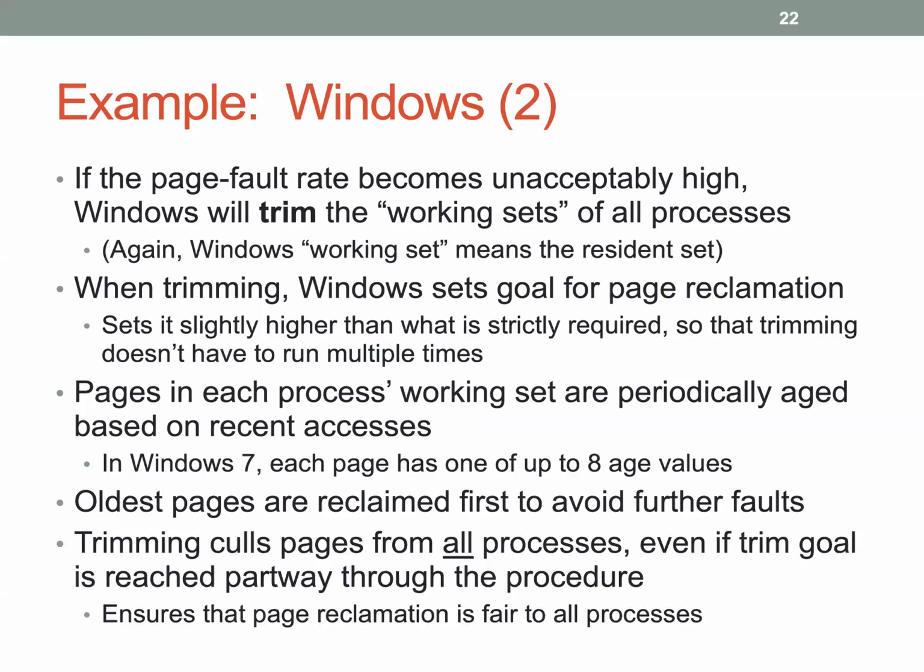The other thing about the trimming mechanism in Windows is that if it reaches its required memory needs early in the trimming process, it keeps going, because it doesn't want processes to be penalized just because they appear early in the sequence of processes being trimmed. So it goes through all of them so that it can be fair about taking away pages from processes, which I think is pretty funny. It tries to be equitable in how it affects all the processes.